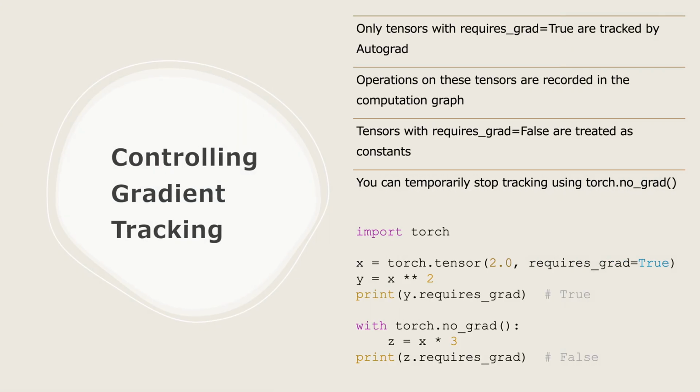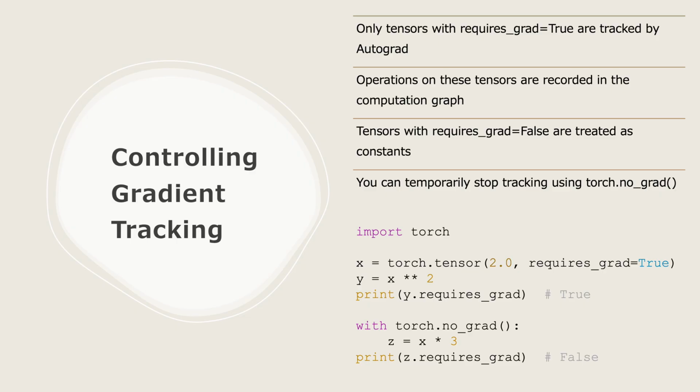In PyTorch, we often need to decide which tensors should be tracked by the automatic differentiation system and which ones should not. This control is handled using a property called requires_grad. When a tensor is created with requires_grad equals true, PyTorch starts tracking every operation performed on it. This means that later, when we call backward, PyTorch will know exactly how to compute the gradient for that tensor.